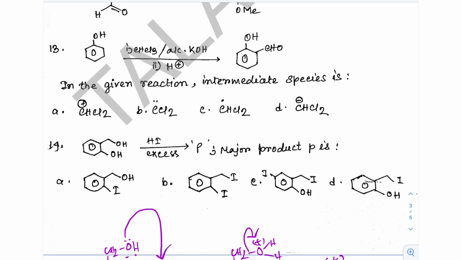This is again the Reimer-Tiemann reaction. We are getting this product. In the given reaction, the intermediate species goes through dichlorocarbene intermediate formation. The Reimer-Tiemann reaction and the carbylamine reaction go through the dichlorocarbene, CCl2, intermediate formation. So option B is the correct answer.